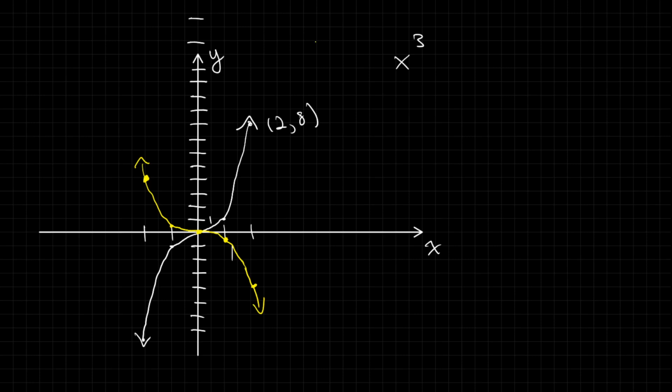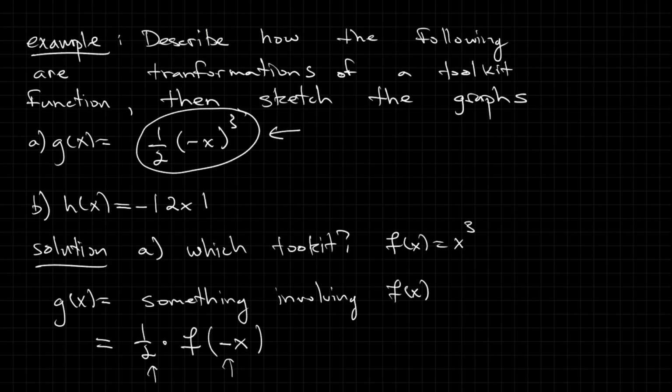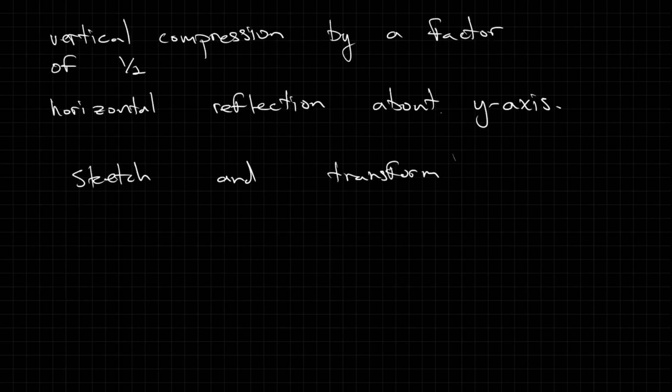Let's recap before we go to the next function, or perhaps more accurately, the next problem, part B. So we identified which toolkit function is relevant. We wrote G in terms of F. We identified the transformations. Then we sketched our toolkit function and transformed it.